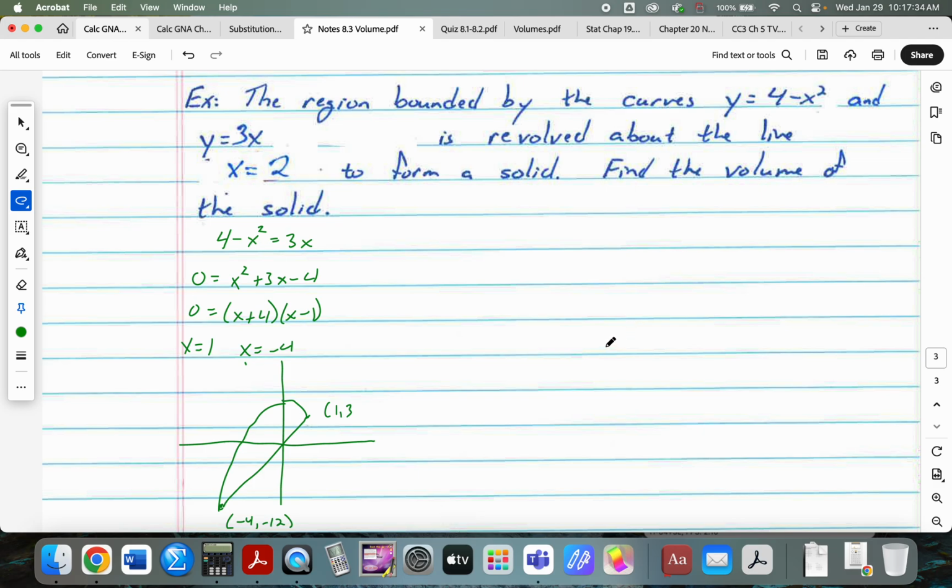Anyway, so we're going to revolve this around the line x equals 2. Now, x equals 2 is this vertical line over here.